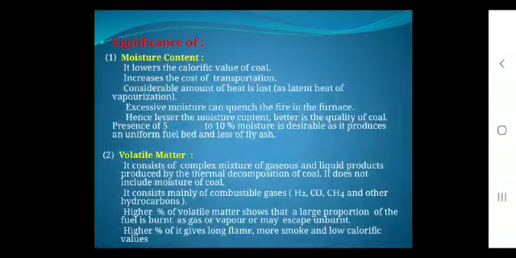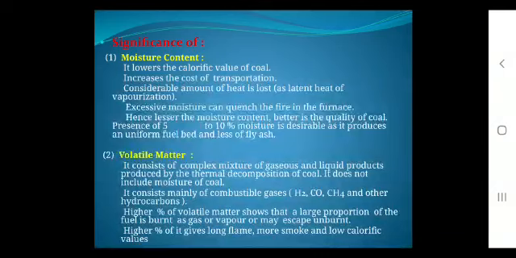So excessive moisture can quench the fire in the furnace. So the fire in the furnace gets quenched if there is excessive moisture. Hence, lesser the moisture content, better is the quality of coal. Moreover, presence of 5 to 10% moisture is desirable as it produces a uniform fuel bed and less of fly ash, because if there is more of fly ash, it will cause pollution.